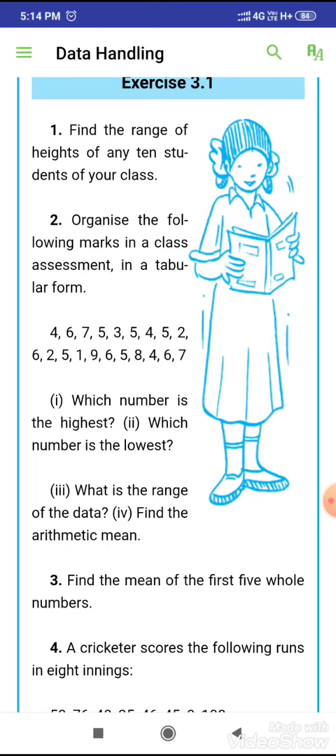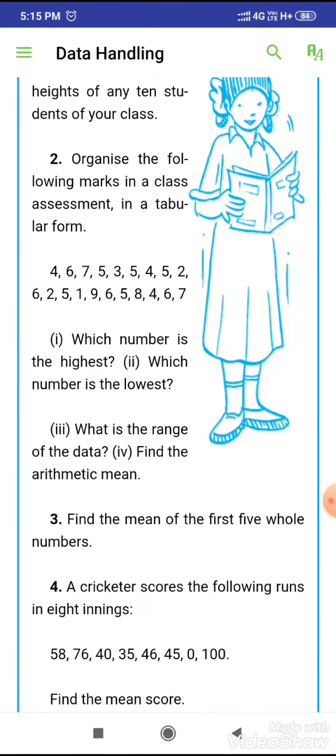Next we solve question number 2. Question number 2 is: organize the following marks in a class assessment in a tabular form, and after that some data are given here and then some questions are asked. The first part is which number is the highest, the second part is which number is the lowest, the third part is what is the range of the data, and the fourth part is find the arithmetic mean.